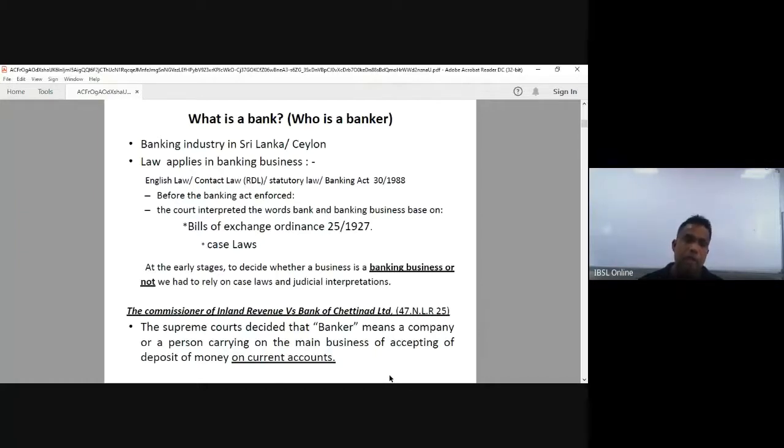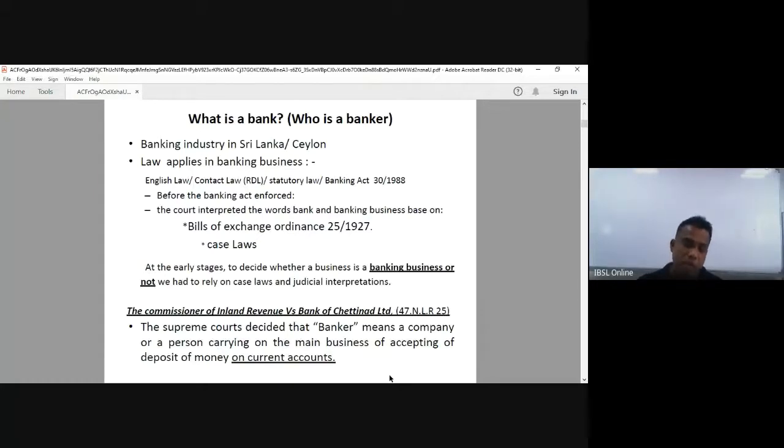So what happened then? The British people introduced the banking law, English banking law, to the country to solve any dispute arising out of these banking transactions. So remember, banking matters are governed by English law, not under Roman Dutch law. When I say that, don't say that Roman Dutch law won't apply to any banking transaction. It is not the case. The majority of the banking transactions are governed by English law. Now, in certain areas, the other laws apply.